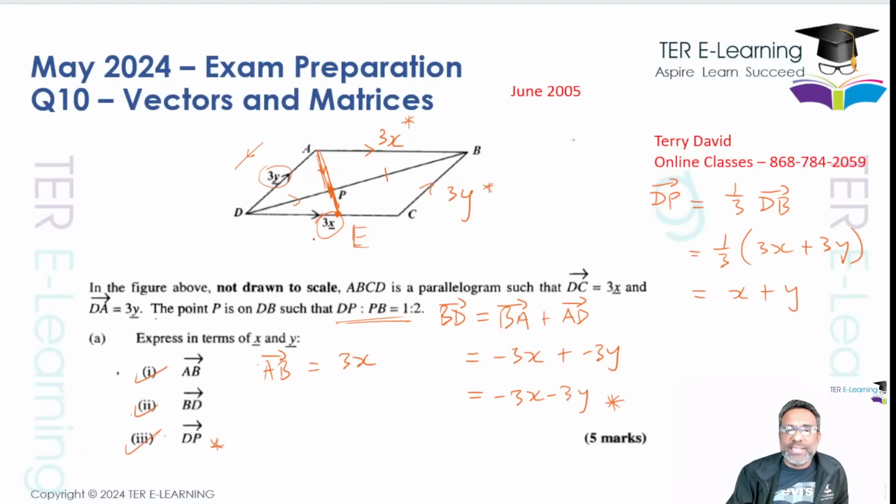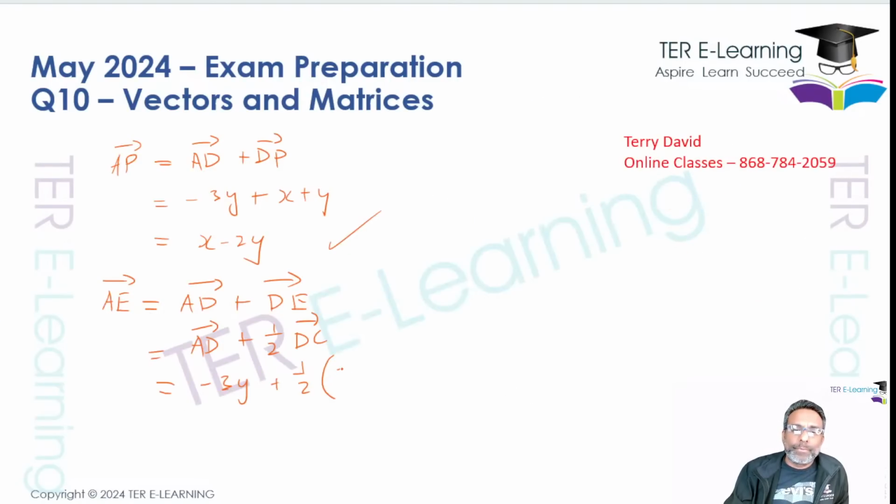Right, so a half DC will be a half by 3x. So this is going to be minus 3y plus 3 over 2x, right? But I want to write this so that x is first and y is after. So this is going to be 3 over 2x minus 3y.